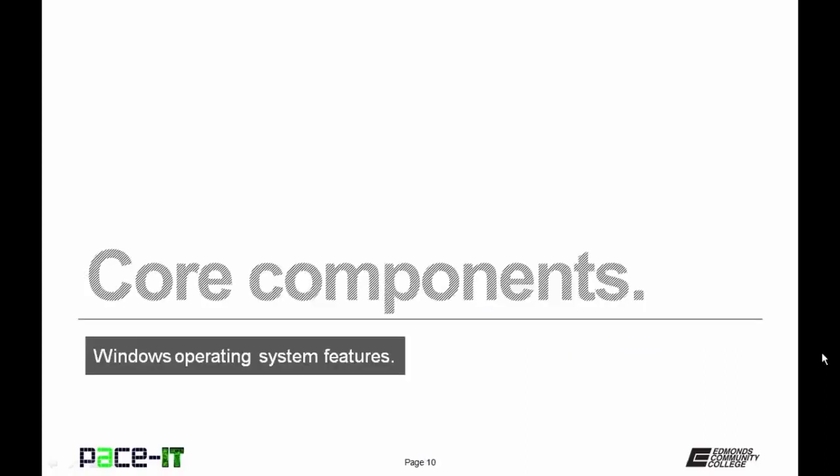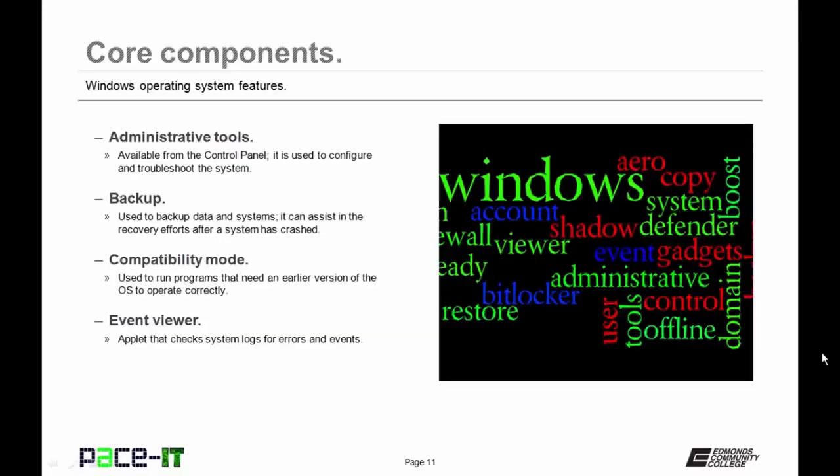Let's move on to some core components of Windows operating systems. And we begin with administrative tools. All versions come with administrative tools. Those are located in the Control Panel, and they allow you to configure and troubleshoot your system. All Windows operating systems have some backup program that comes bundled with them. Actually, it's built right into the operating system. Then there's compatibility mode. Especially in Vista and Windows 7 and Windows 8, sometimes they have difficulty running programs that were developed for Windows XP. You can run those in compatibility mode.